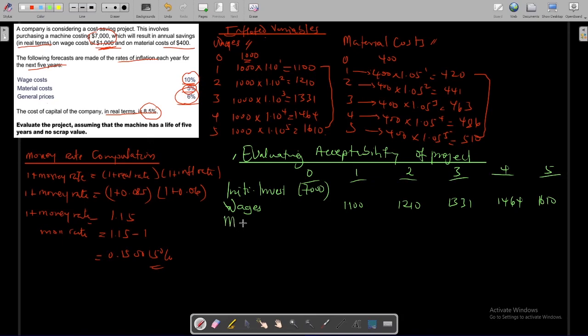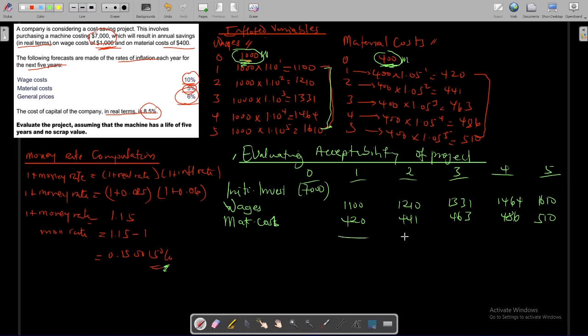Then let's look at the material cost. This one will be 420, 441, 463, 486, 510. Now someone is asking, why didn't we take into account this one? Because this one is the current cost. Since we are looking at the effect of the inflation using the money rate, the current costs should not be considered, because we are using the money rate and the inflated amount, and we shall use the 15% as the money rate to discount the project. Therefore all current price terms will not be relevant.